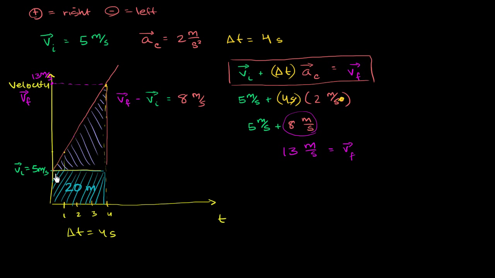The base right over here is 4 seconds. That's the time that passed. So what's the area of this triangle? Well, area of a triangle is 1/2 times the base, which is 4 seconds, times the height, which is 8 meters per second. Seconds cancel out. 1/2 times 4 is 2, times 8 is equal to 16 meters. So the total distance we traveled is 20 plus 16 is 36 meters. That is the total, or I could say the total displacement. And once again, it's to the right since it is positive. So this is our displacement.